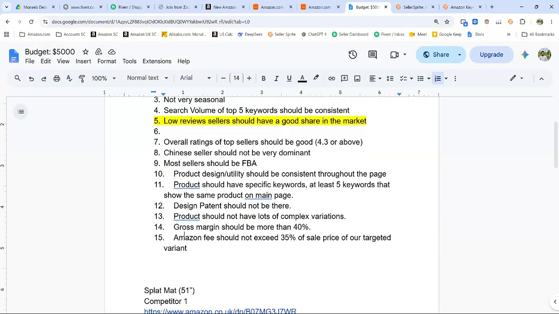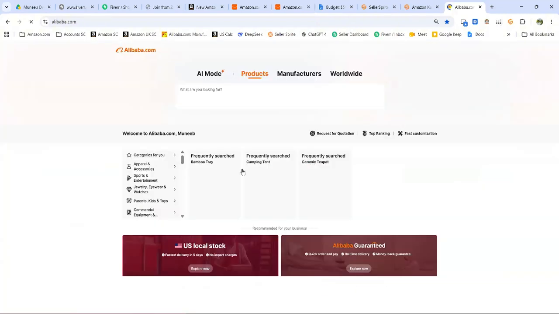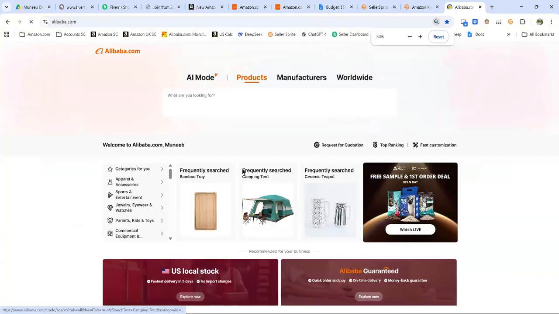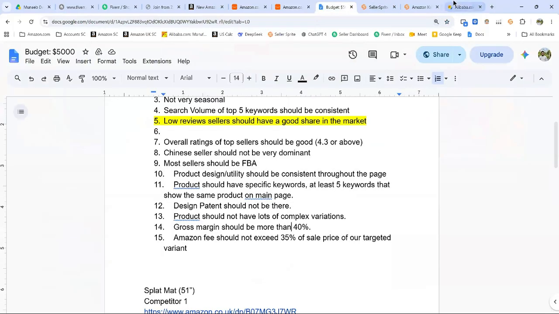How do we calculate the gross margin using the FBA calculator, or the Seller Sprite calculator? We just input the supplier cost. How we get the supplier cost is by searching the product directly on Alibaba and having a rough idea, and then proceeding with sourcing of the product.